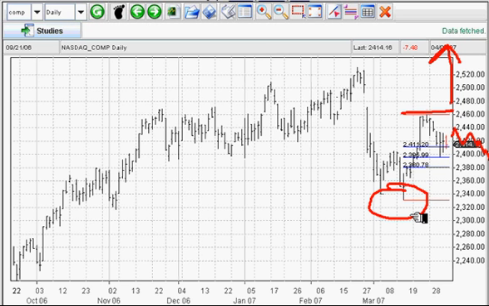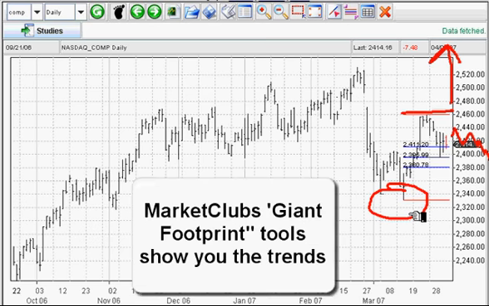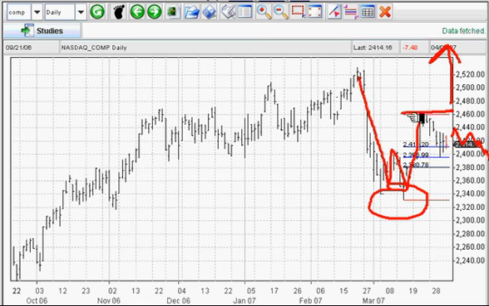Now we do have some other tools we're going to be using to show you what the trend is, and these are our giant footprint tools. So I'm going to take this off the screen. Remember, we've seen the move down, which was the dramatic move. We've seen a little pivot point. We've had the rally to the 62% retracement level, and now we've come back 50% from this low right here. So the question is, where do we go from here?